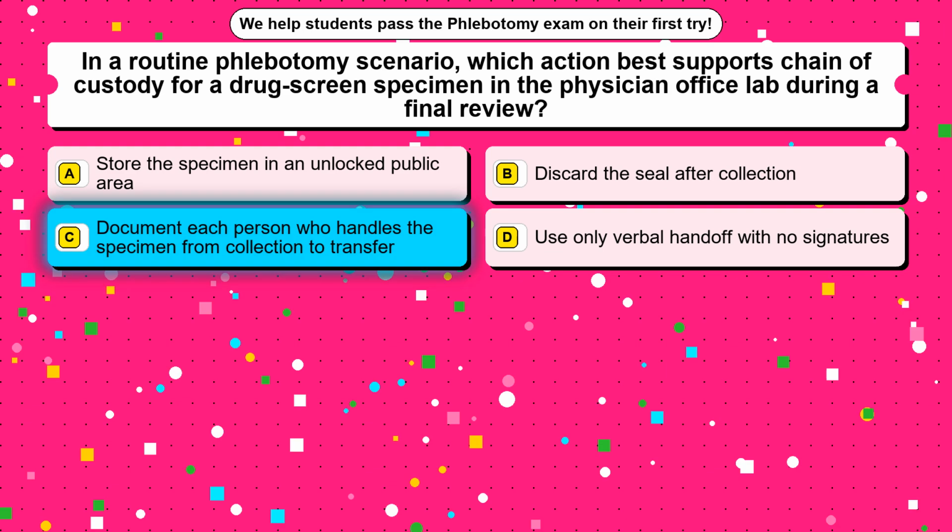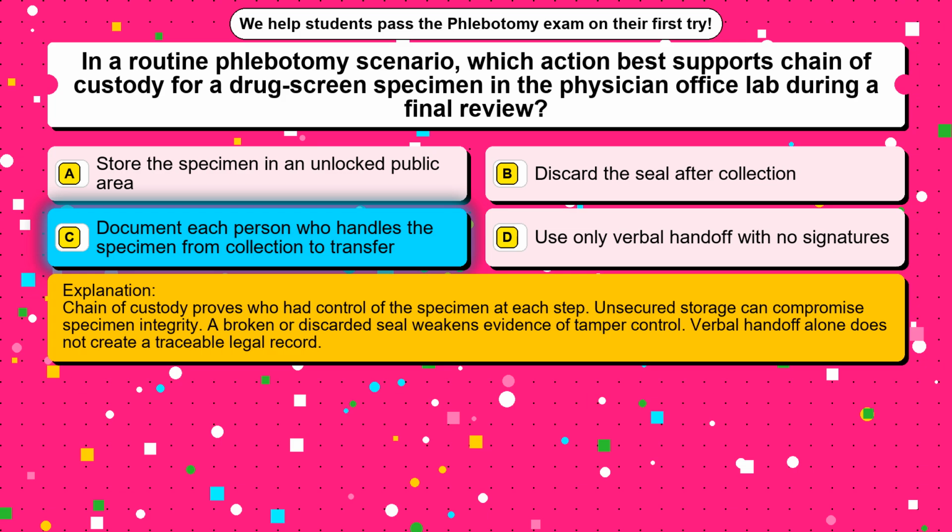The correct answer is option C. Document each person who handles the specimen from collection to transfer. Chain of custody proves who had control of the specimen at each step. Unsecured storage can compromise specimen integrity. A broken or discarded seal weakens evidence of tamper control. Verbal handoff alone does not create a traceable legal record.